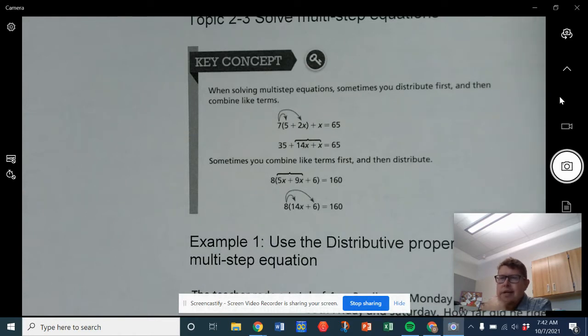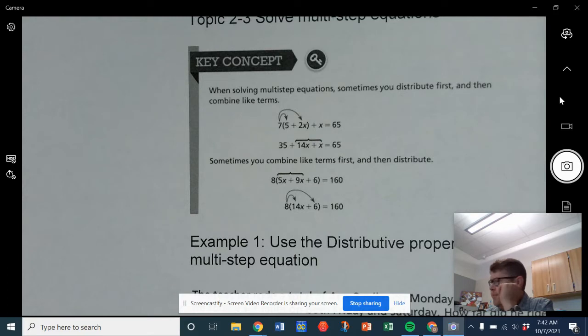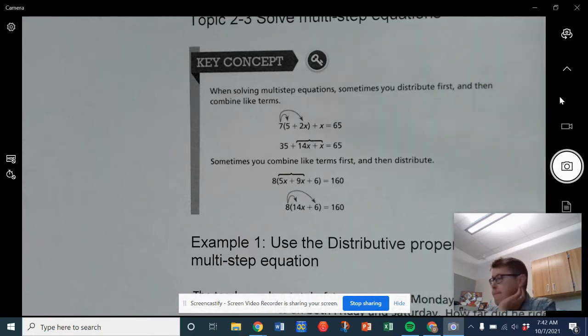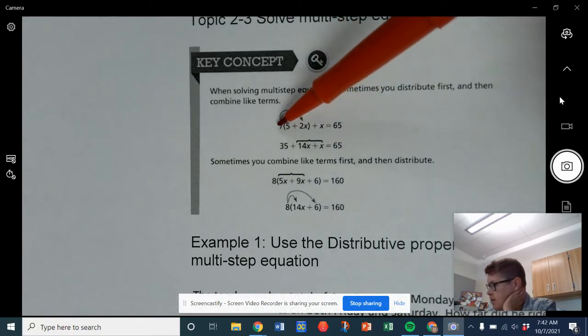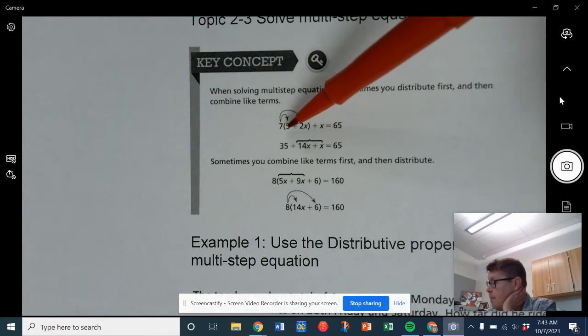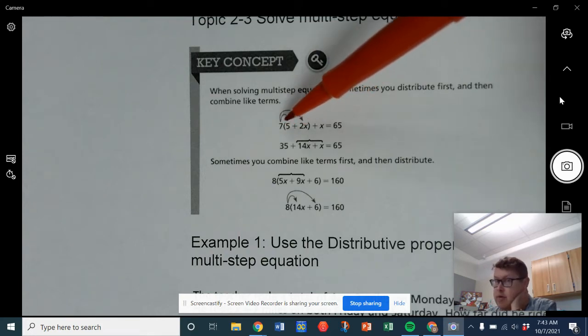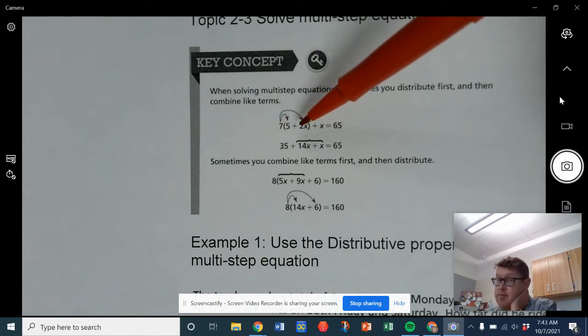There are a few instances when you don't want to do this first, and we'll do a couple of those here and in class definitely when we have a practice day. But the idea here is you take that number outside, multiply it by the numbers inside. You've got to do both or all three, depending on how many numbers are inside the parentheses.